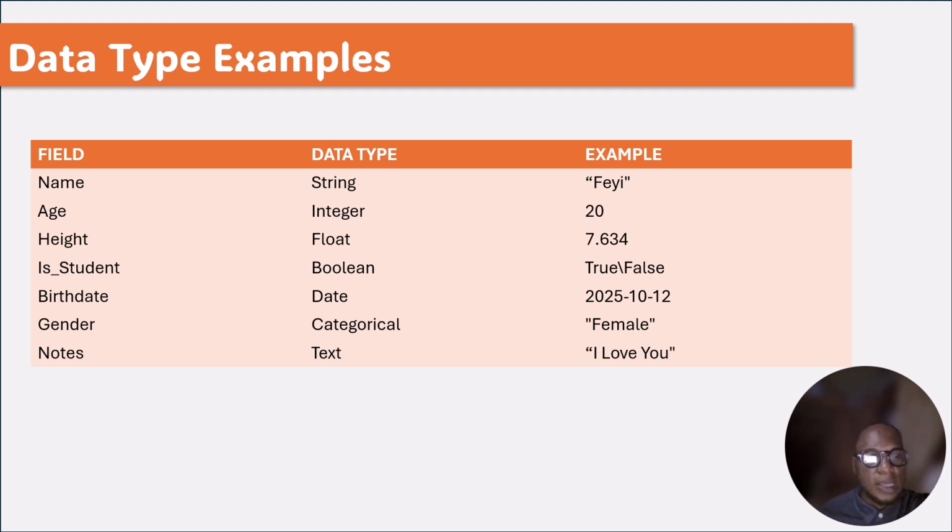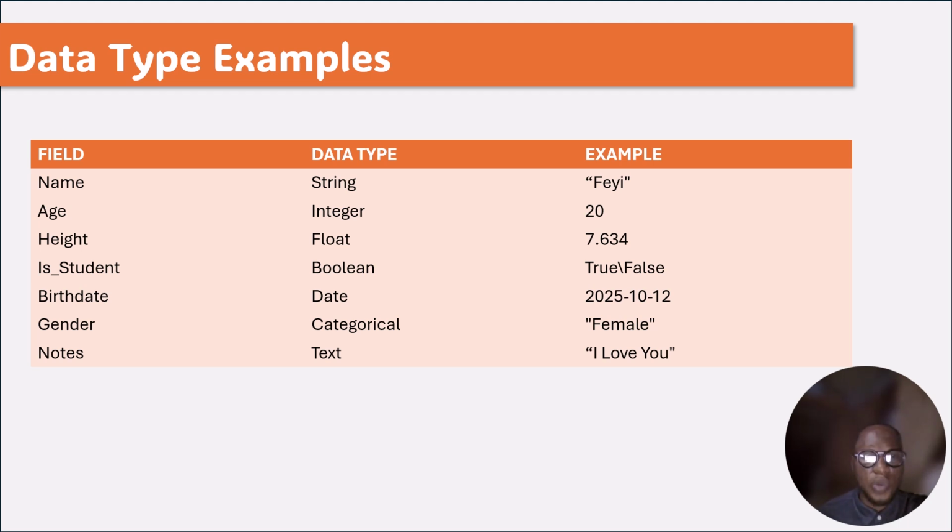Now let's go into this one. Name of a person: any name you see is string. For example, Feyi is string. Solomon, David, James. Now age is integer, a whole number: 20, 30, 40. But when you have something with decimal points, those are floating numbers, like 7.634, 3.142. So you need to set another type like that.